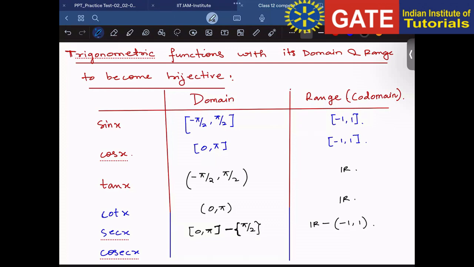And when we discuss cosecant x, it will be minus pi by 2 to pi by 2 closed. I'll remove the 0 point. And next, range will be what? Again same, R minus the open interval -1 comma 1. So see, if you relate now in groups: sine and cosecant, cos and secant, tan and cot. Understood?